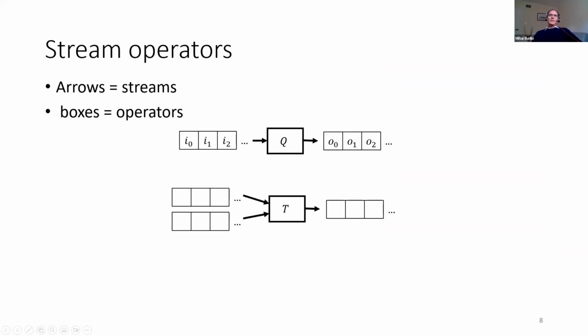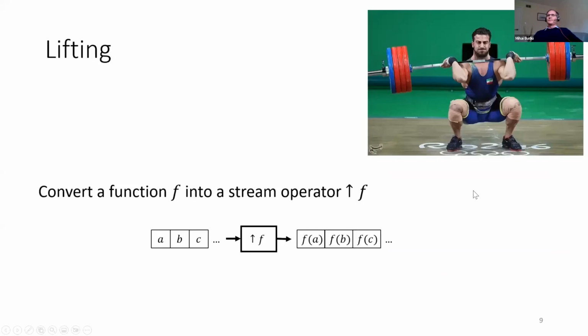Now, a stream operator is a function that has as input a stream or multiple streams and outputs a stream. And I'm going to use these cute diagrams, which are inspired by signal processing, where arrows are streams and boxes are operators. So here you can see a unary and a binary stream operator. So far, so good.